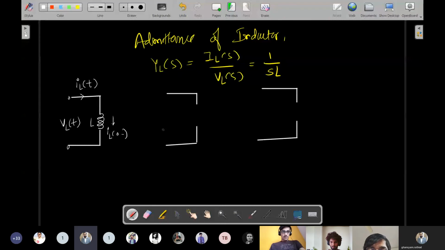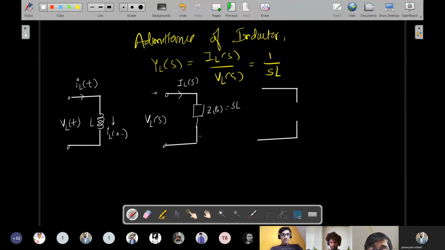Now, when you convert that to the transform one, see the equation: VL of S, with the current flowing through capital L, and the converted impedance that we already wrote, ZL of S equals SL. This is okay when the initial condition is considered 0.